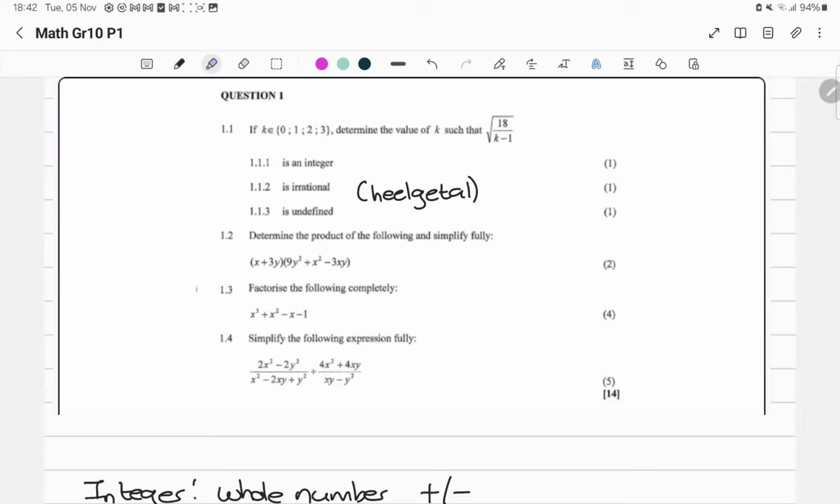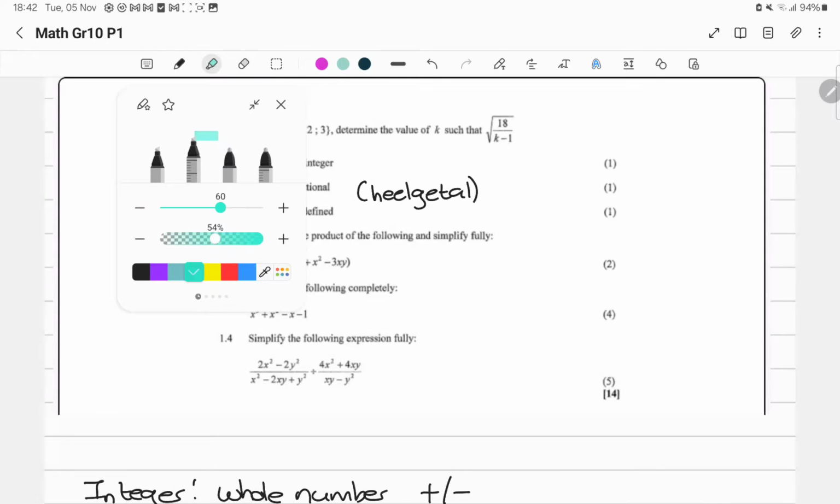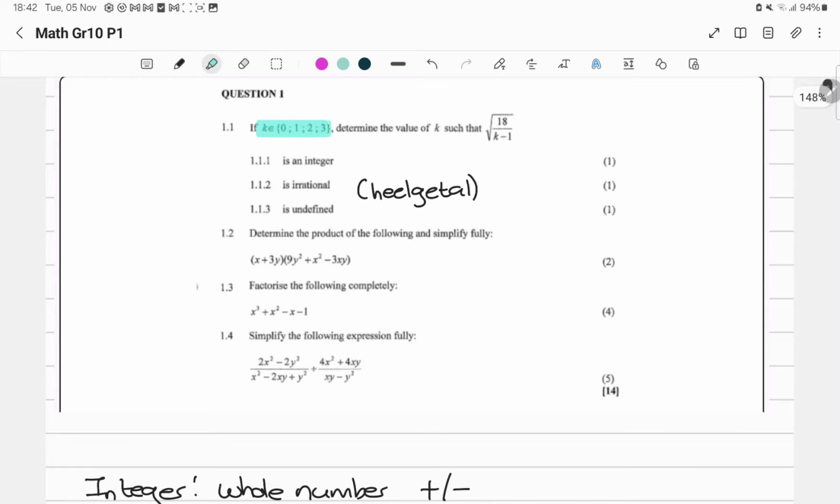Now the most important part in this question is the fact that it says k is an element of 0, 1, 2 and 3. It means the only values that k can be is k can either be 0, k can be 1, k can be 2 or k can be 3. Those are the only options.